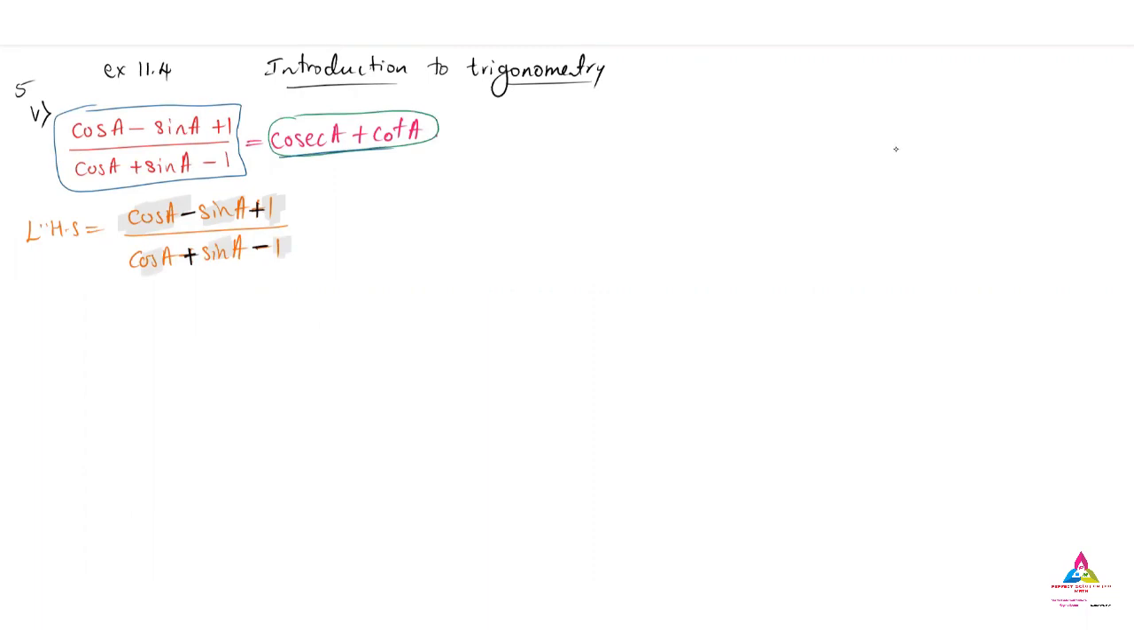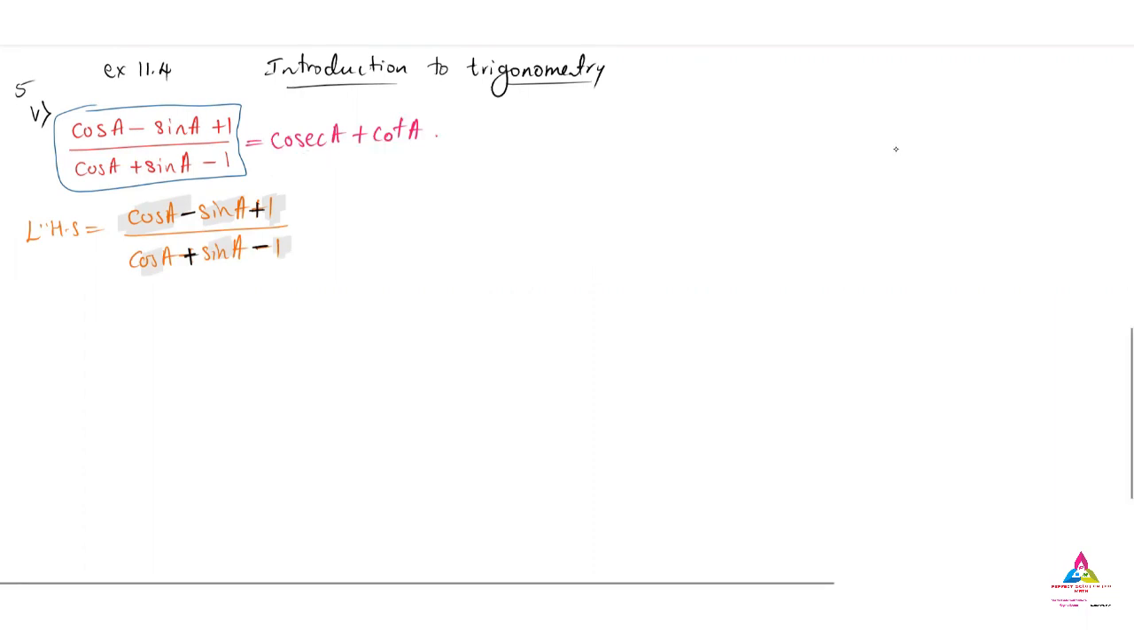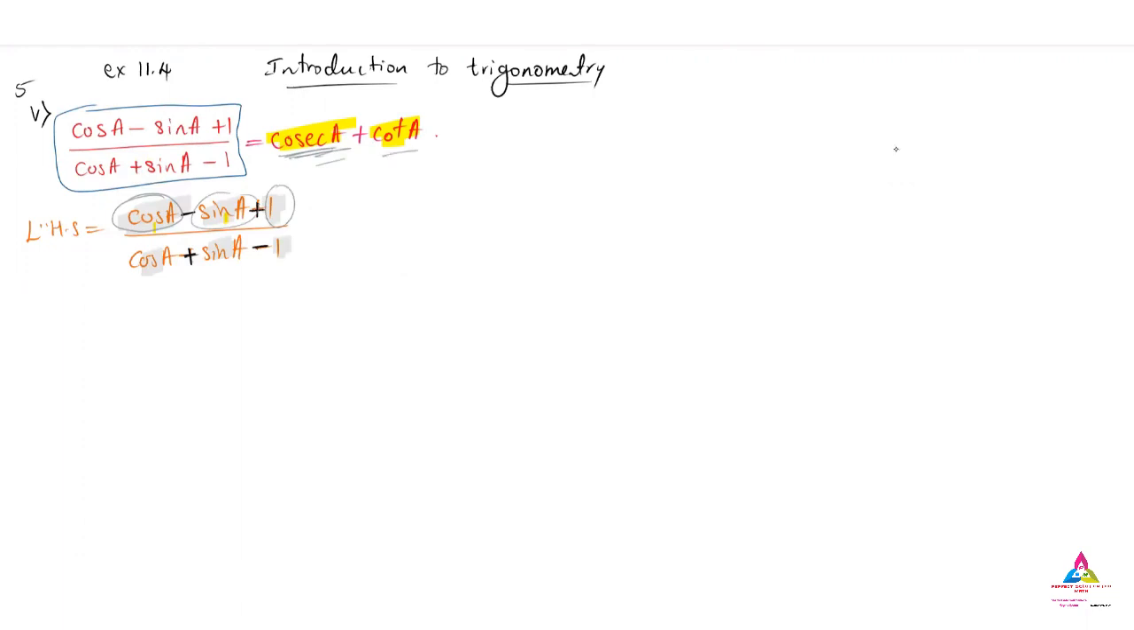So obviously we want to convert the left hand side, that's cos, sin and 1, in terms of cosecant and cot. How to convert? For that purpose I have to do something to the left hand side. For this cos A, can I convert it into cosecant? Or sin A, can I convert it in terms of cosecant? Or 1, can I convert it in terms of cosecant or cot A? Is it possible? You have to think.